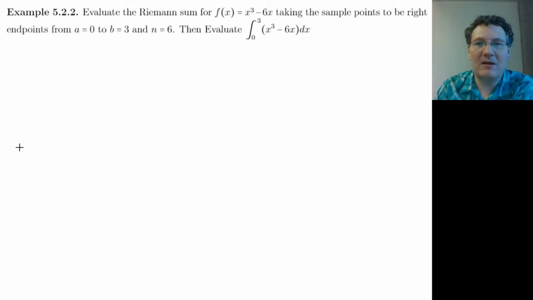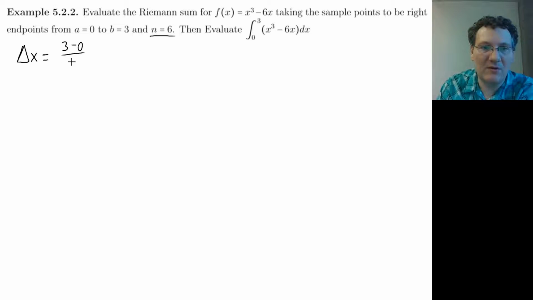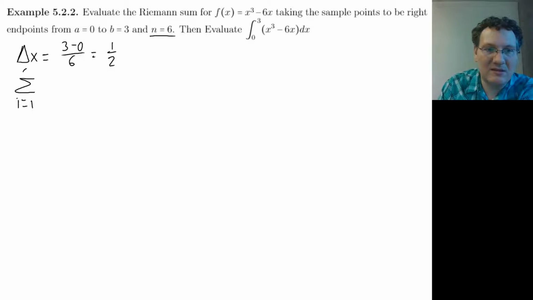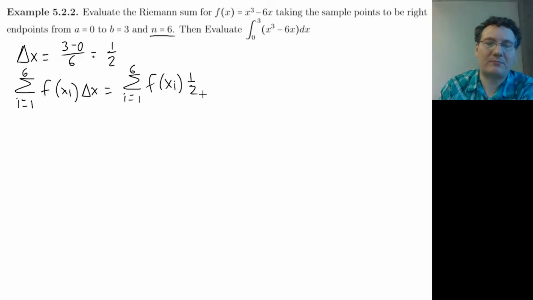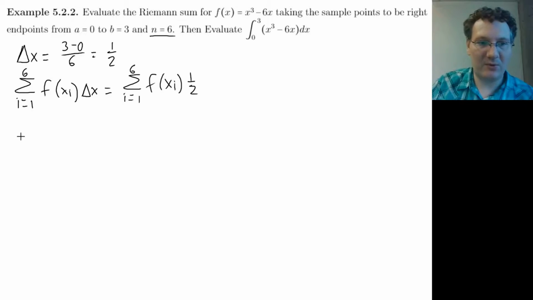Okay, so let's take an example. Let's take the function f of x is x to the third minus 6x. So we're going to first evaluate a Riemann sum for this, taking the sample points to be the right endpoints, going from 0 to 3. So going from 0 to 3 and taking n equals 6, delta x is going to be 3 minus 0 over 6, so that's going to be 1/2. And so the Riemann sum is going to be the sum from i equals 1 to 6 of f of xi times this delta x, right? Now this is actually the sum from i equals 1 to 6 of f of xi times 1/2.